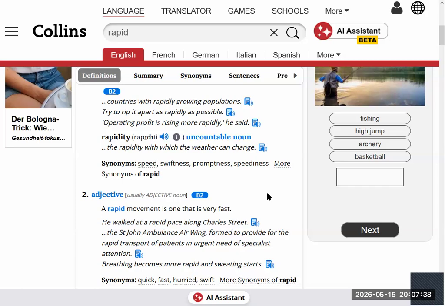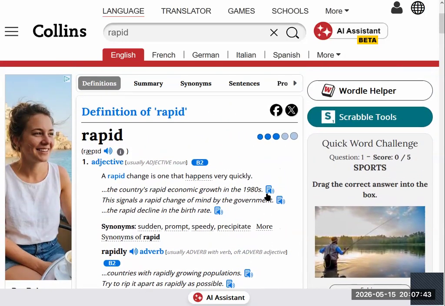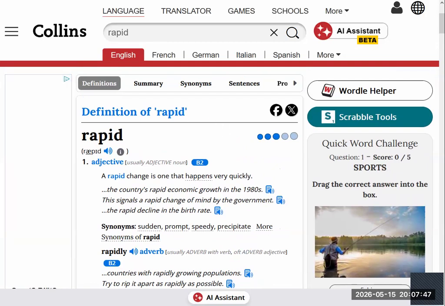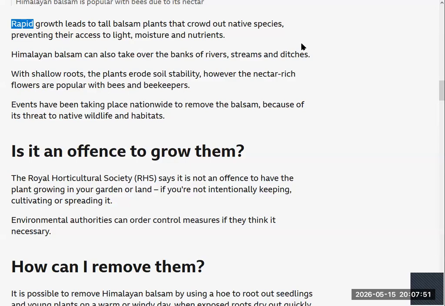A rapid movement is one that's very fast. So an adjective. Okay, let's go back to where we were. Okay, rapid. Anything else there?